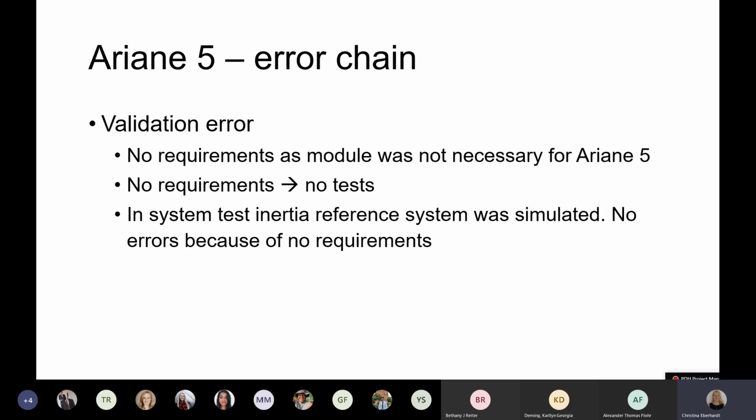Now let's look at why those things happened. Exactly, there was no requirement for the module. It was not necessary for the rocket. So people were thinking we don't need to look at those additional things. There were no requirements, meaning there were no tests. So there were no requirements that were tested against, so nobody noticed that there was anything wrong.